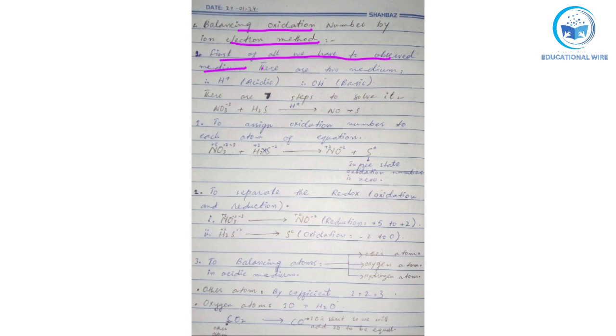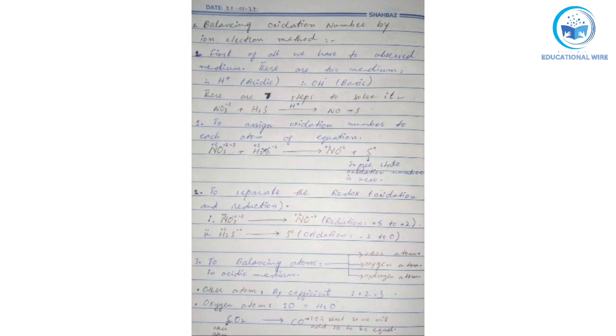In oxidation number, there are two types of medium. One is acidic medium and the second is basic medium. Acidic medium is having H plus ion, and basic medium is having OH ion. If any medium has OH ion, it means it's a basic medium. If H ion, then it's an acidic medium. Let's move further. There are a total of 7 steps to solve it, to balance the oxidation number.